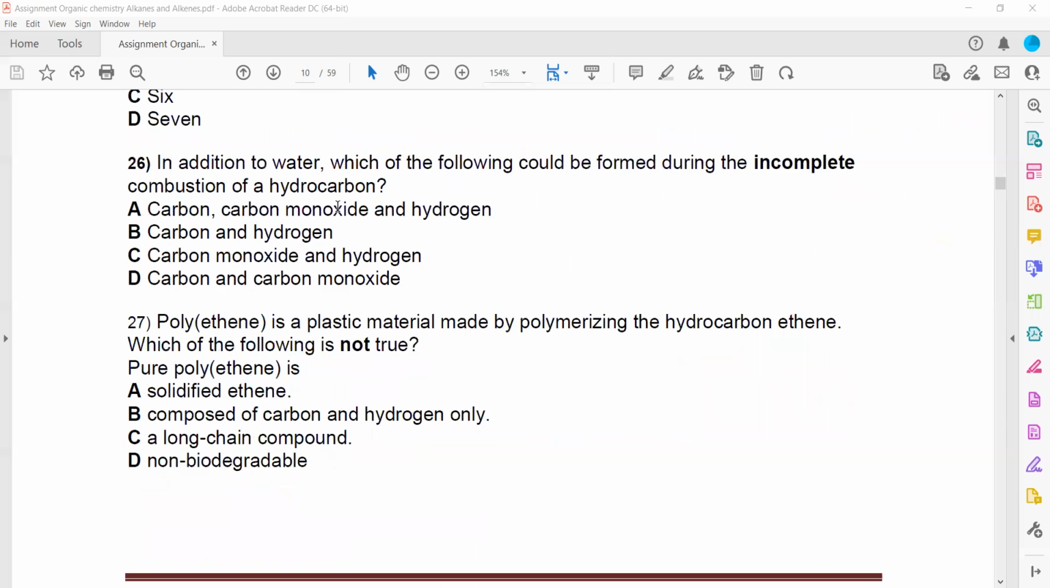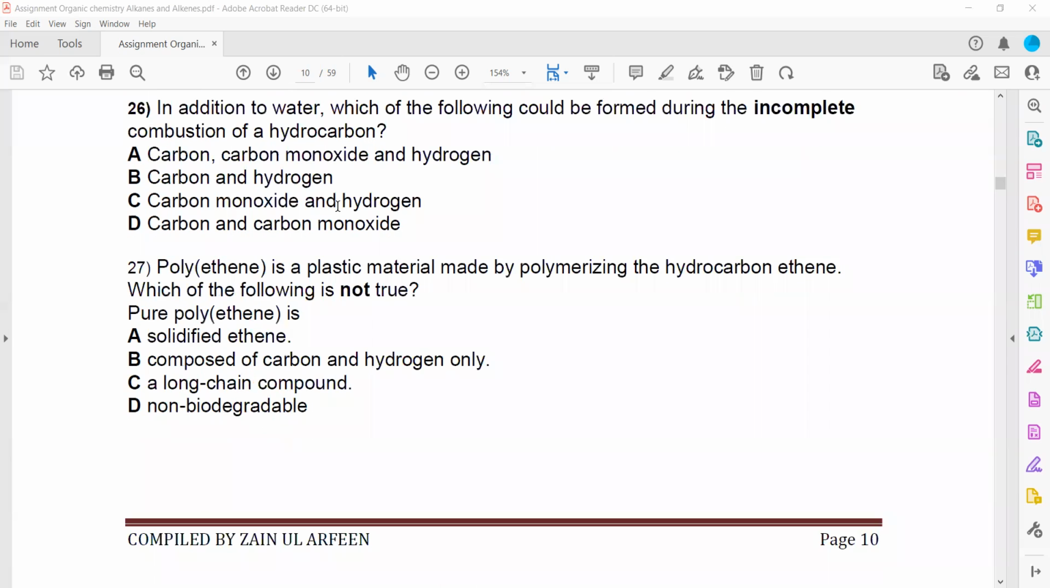In question 26, in addition to water, which of the following could be formed by incomplete combustion? Like if it does not burn completely, what might it produce? It might produce unburned carbon, which is black soot, and carbon monoxide. So D will be the right answer.